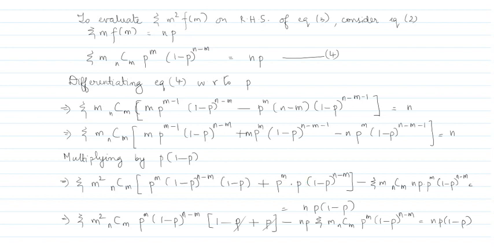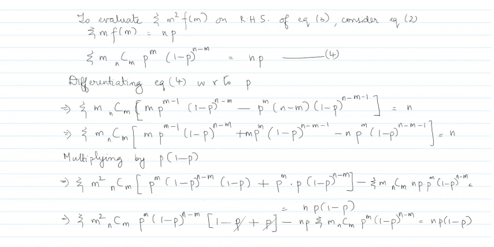Then in your (1 minus p), the power becomes n minus m, because you are multiplying with p into (1 minus p). And then you have this term which contains n, that becomes m nCm n p raised to m (1 minus p) raised to n minus m, and this is equal to np into (1 minus p). Okay, you just write it down and check for yourselves.